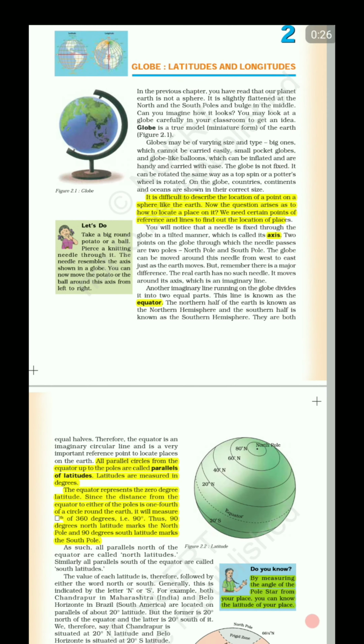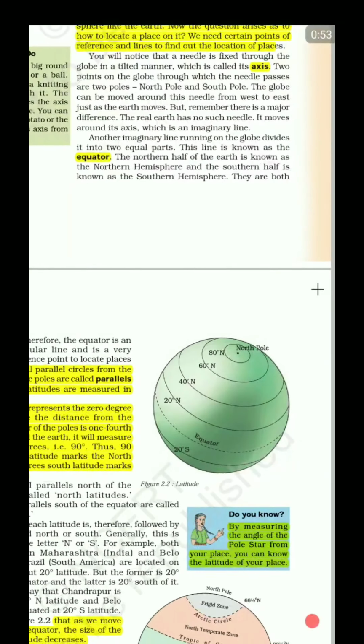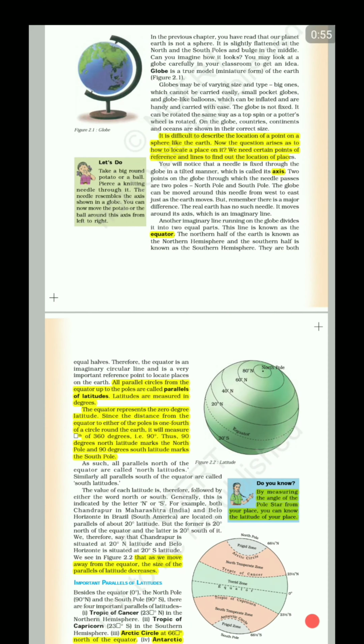The first is the equator, right? What is the equator? It's an imaginary line running on the globe that divides the globe into two parts. The line is known as the equator, as shown. It's the standard, right? The northern half of the earth is known as the northern hemisphere, and the southern half is known as the southern hemisphere. They are both equal halves.